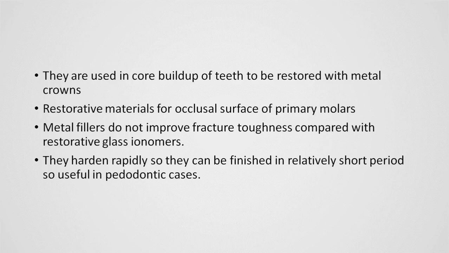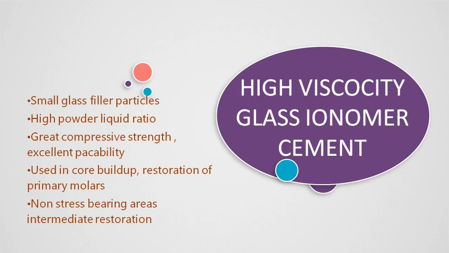For use in pediatric cases. High viscosity glass ionomer cements. These are produced by decreasing the glass particle size, thereby increasing the surface area of the glass particles, and also increasing the amount of powder that can be incorporated into the liquid. These generally will have high compressive strength.